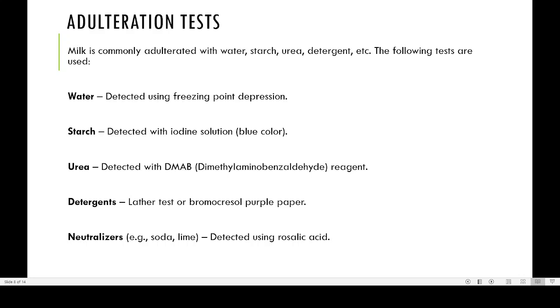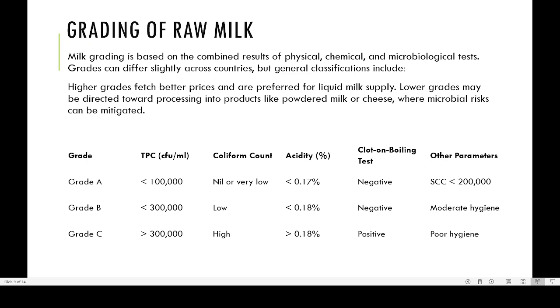Then detergent: sometimes a leather test or bromocresol purple paper will be added to the milk. So these are the tests used for detecting the presence of detergent. Then we have neutralizers, that can be detected using rosolic acid. So these are the different types of tests used for detecting adulteration.